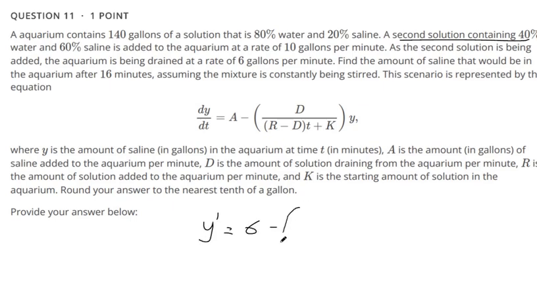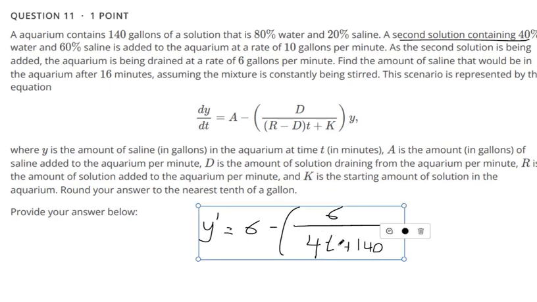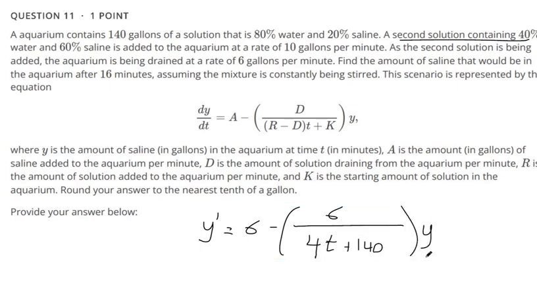D is the amount of solution draining, and it says it's draining at a rate of 6 gallons per minute. So R is the amount of solution out of the aquarium per minute. That's not saying it's just saline, that's both 40% water and 60% saline. So it's a total of 10 per minute. So 10 minus that 6 gives us 4t, and then K is the starting amount. It starts with 140 gallons. And then this is all times the amount, what was y again? The amount of gallons in the mixture, I think.